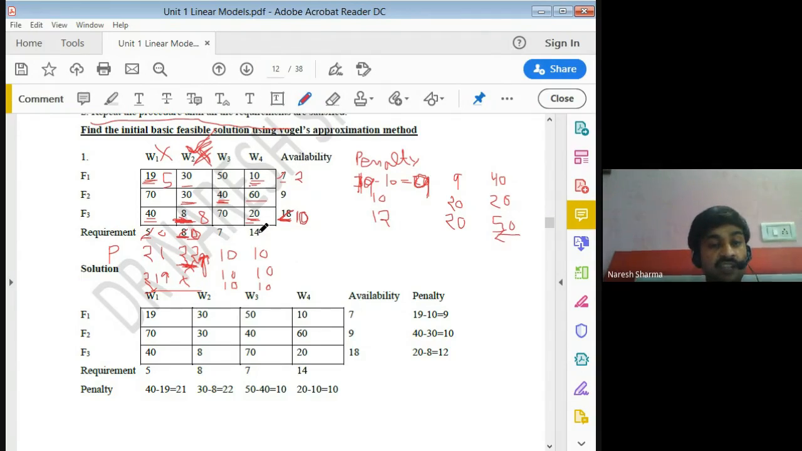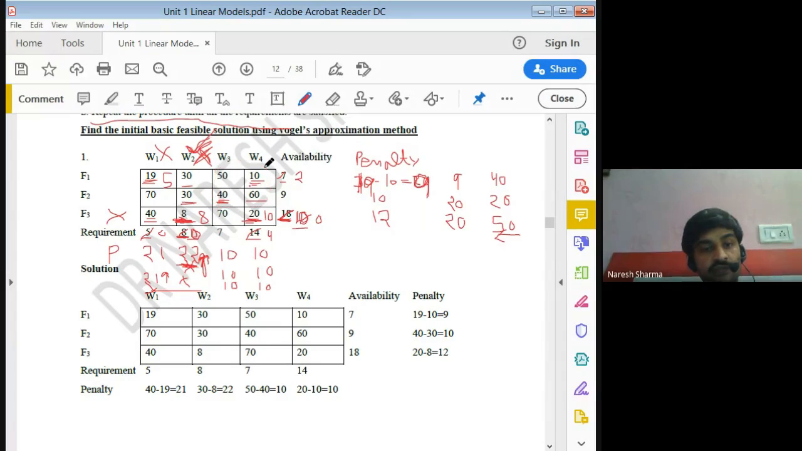So the minimum value in the third row, we have 70 and 20, and the minimum is 20. So we check the corresponding requirement is 14, availability is 10. We choose the minimum of these two, which is 10. So we allocate 10 units here. So this becomes 0, this becomes 4. Now this factory's availability is over. He already gave everything from this factory. Now he has 0 available items. So again we are left with only this 2 by 2 matrix, right?